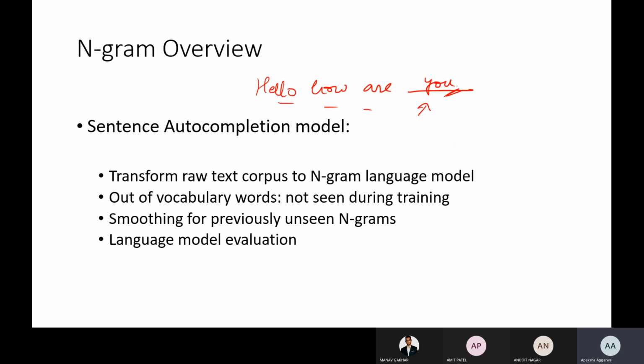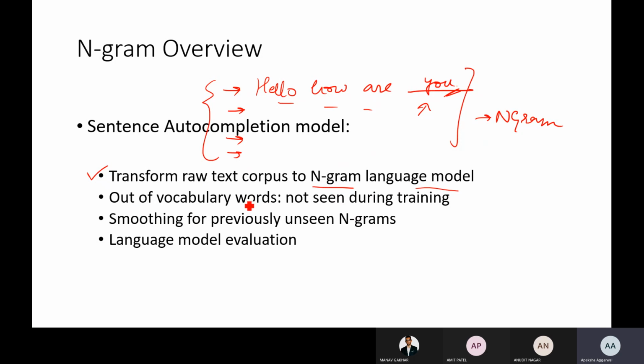This is called auto-completion. So here, the first thing is we have to transform this raw text corpus. So this is the first sentence, second sentence. We have so many sentences, and using this, we have to convert it into an n-gram model. So today we are going to see this part, how we are going to convert this into an n-gram language model.